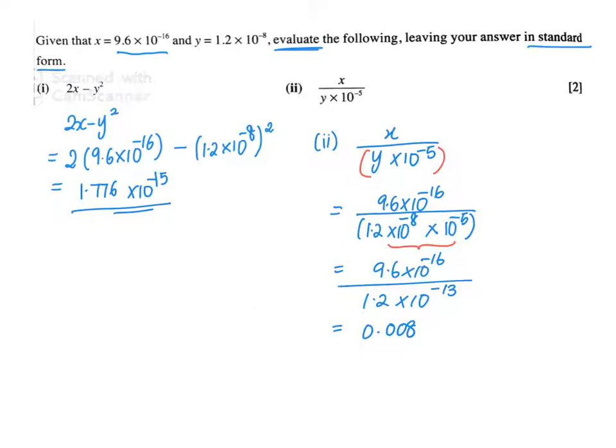But this answer is not in standard form. So I need to change it into a number that is more than 1 but less than 10. So where should I put my decimal place? The number here in this case will be 8. So I need to get it to be 8 times 10 to the power of something. This is a very small number, so it will be 10 to the power of a negative power. This is the decimal place. I need to shift 1, 2, 3 times. So I need 8 times 10 to the power negative 3. And that will be the answer.